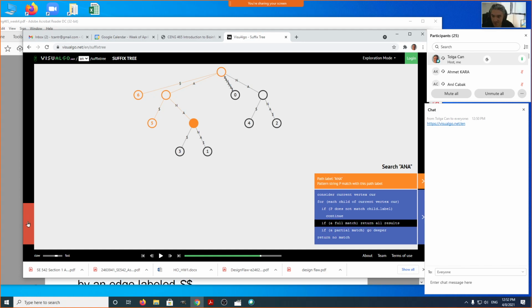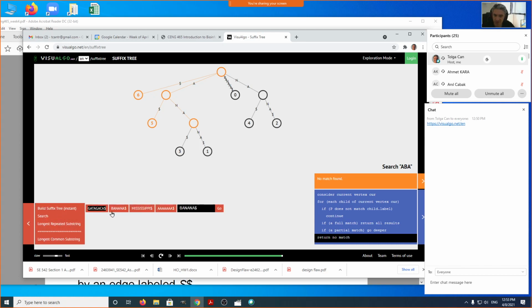If you're searching for something that doesn't exist, for example, in bananas, the term ABA doesn't exist. When we try to search for it, there's a match at A, but there's no edge label starting with B in this node. Therefore, it's an unsuccessful search. The keyword ABBA doesn't exist here. It's not found. But you can try to build your suffix trees for different letters. For example, you may give some DNA sequence.